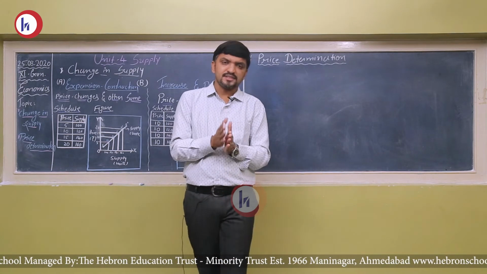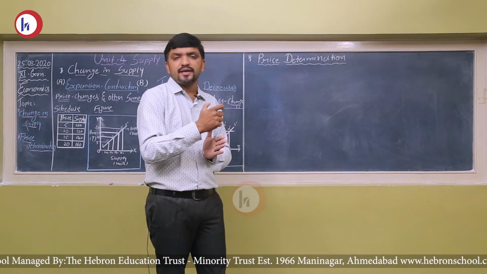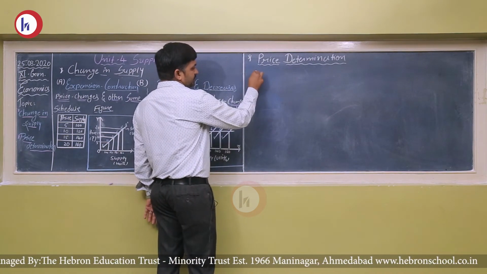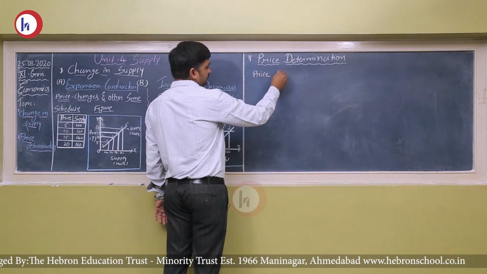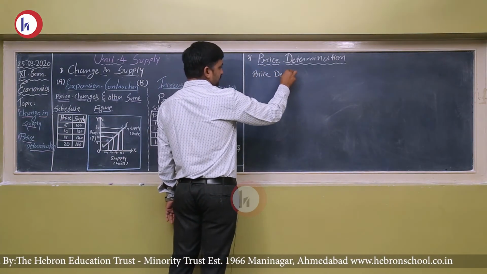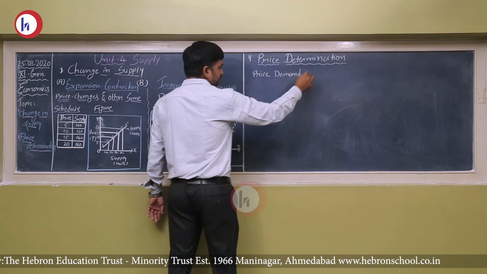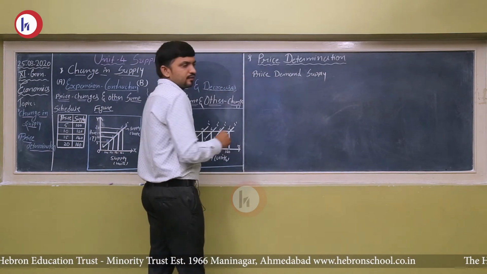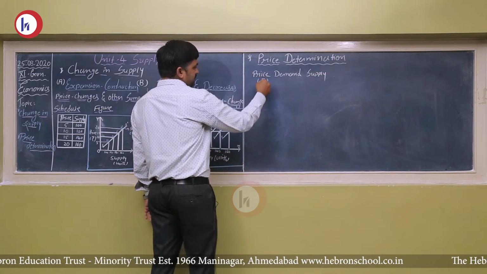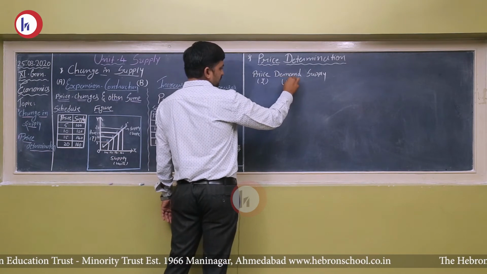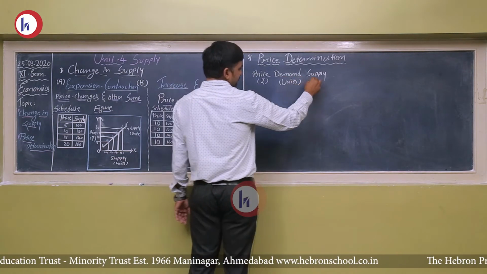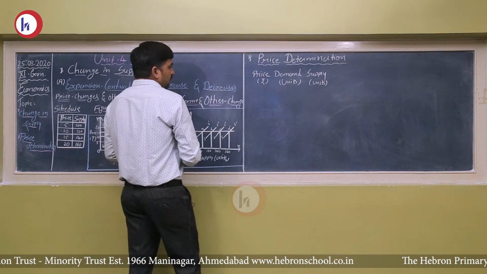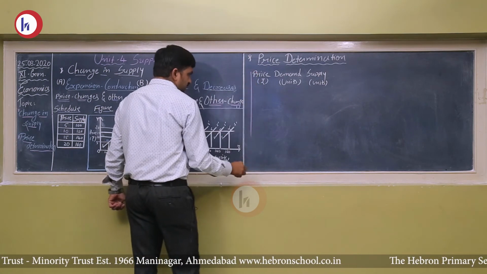Let us understand the same with the help of a schedule and a figure. See, let me write price here, then the demand, and then the supply. Now, as we all know, price in rupees, demand in units, and supply also in units.